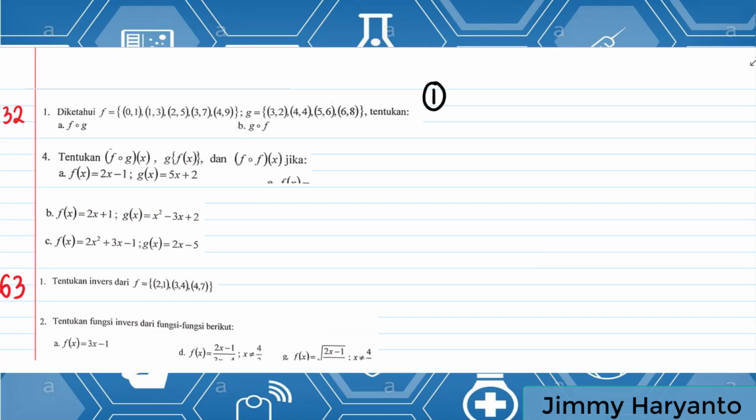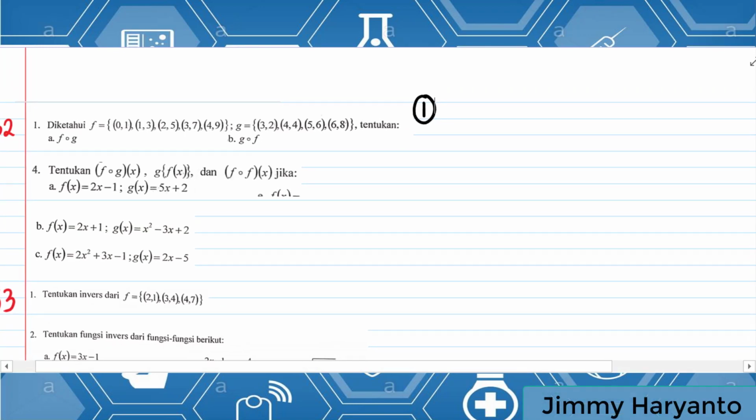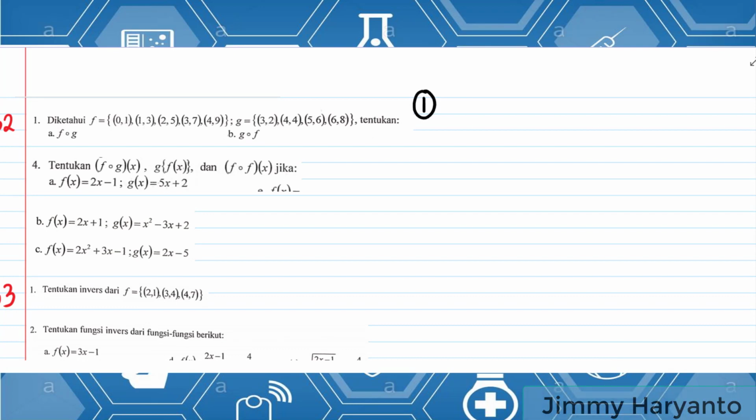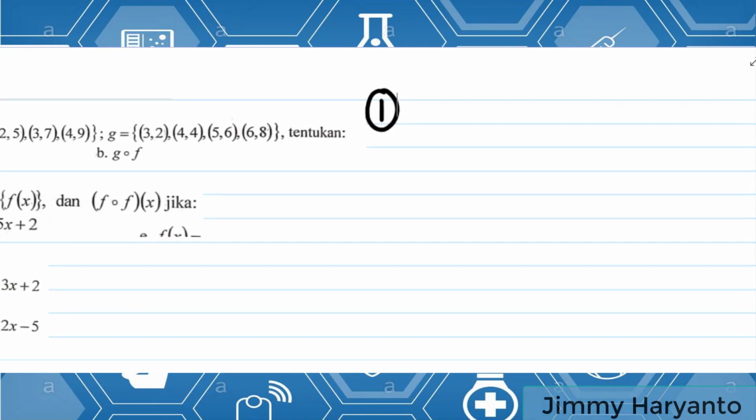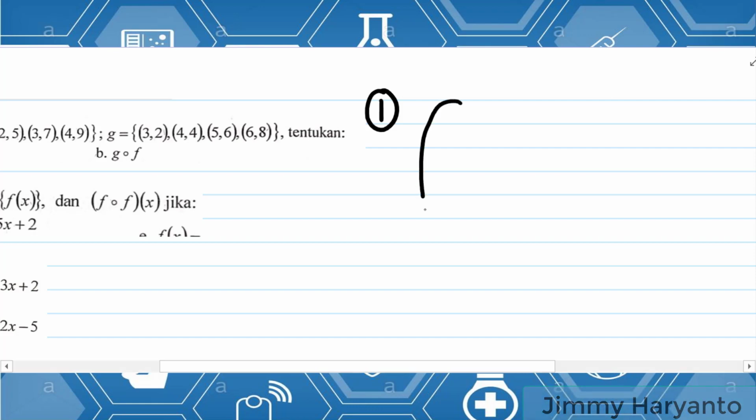Okay, page 32, number 1, about composite function. First, the question wants us to find FOG. Remember, FOG means G first followed by F. So we have to write the G first. Because these are ordered pairs, we have to use an arrow diagram to make it easier. So G first, FOG means G first.